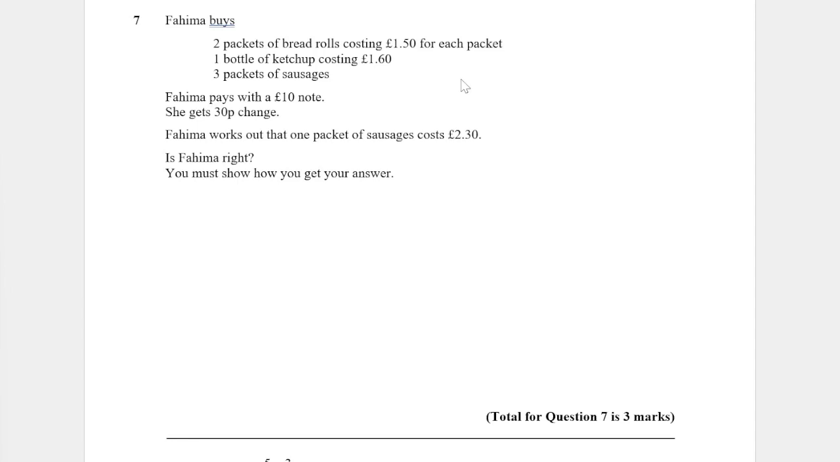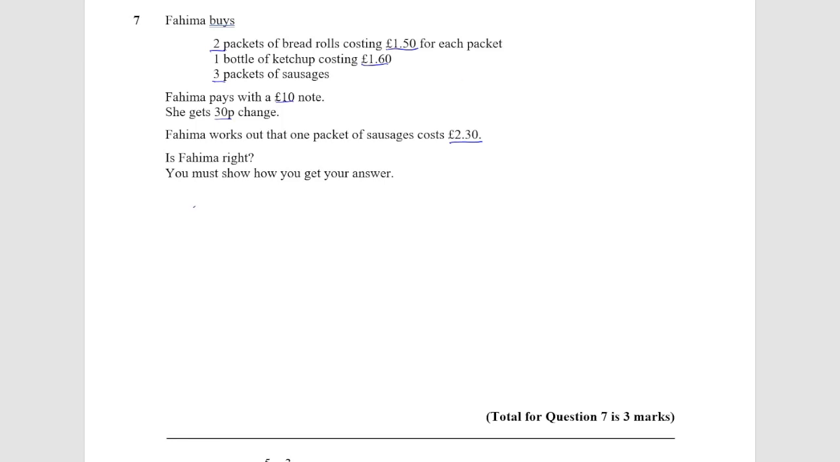Question 7. So Sophie buys 2 packets of bread rolls, £1.50 each, 1 bottle of ketchup, £1.60, and 3 packets of sausages. She pays with a £10 note. She gets 30 pence change. She works out the price of 1 packet of sausages to be £2.30. Are they right? You must show how you got your answer.